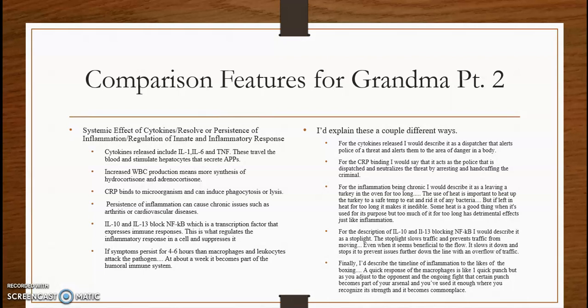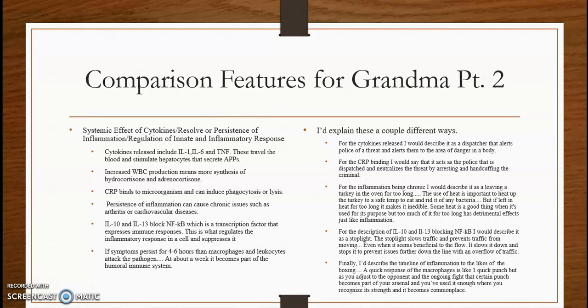Increased white blood cell production means more synthesis of hydrocortisone and adrenocortisone. CRP binds to microorganisms and can induce phagocytosis or lysis. Persistence of inflammation can cause chronic issues such as arthritis or cardiovascular diseases. IL-10 and IL-13 block NF-κB, which is a transcription factor that expresses immune responses. This is what regulates the inflammatory response in a cell and suppresses it.